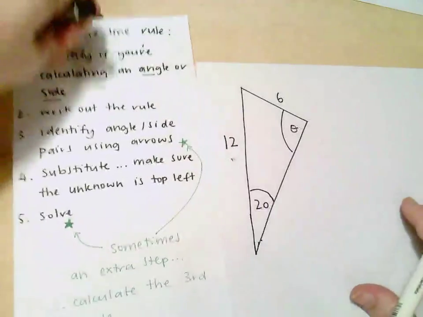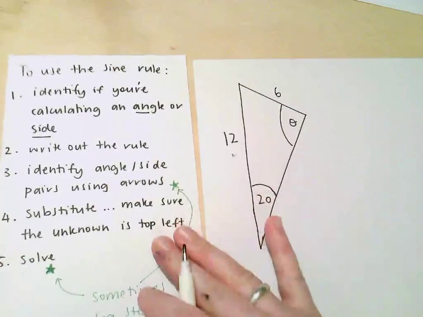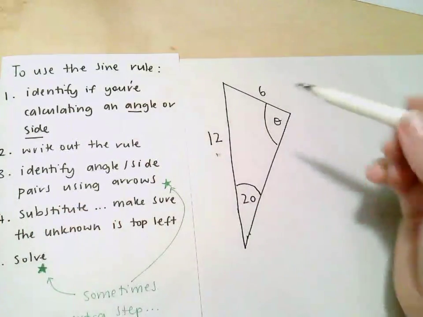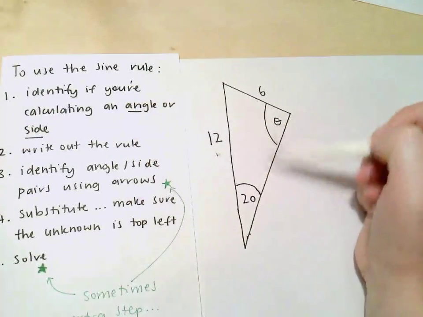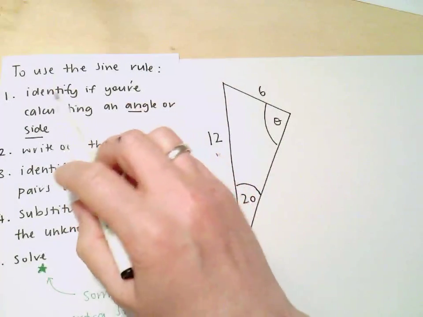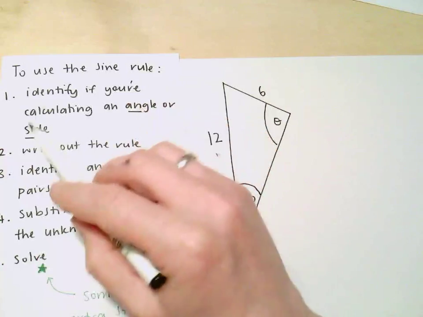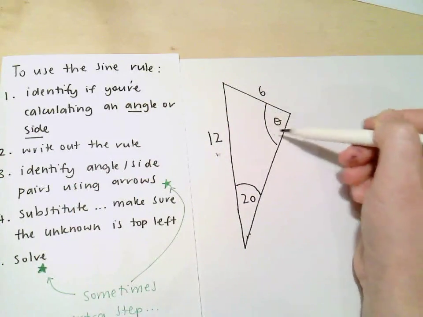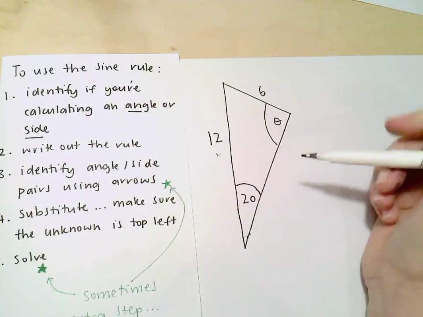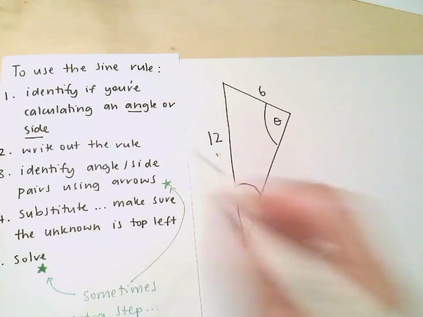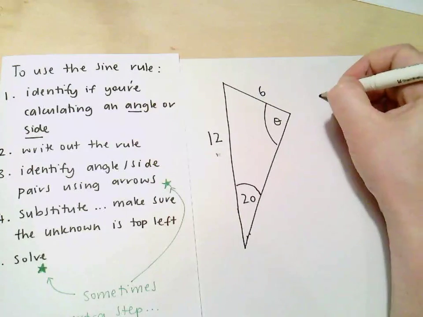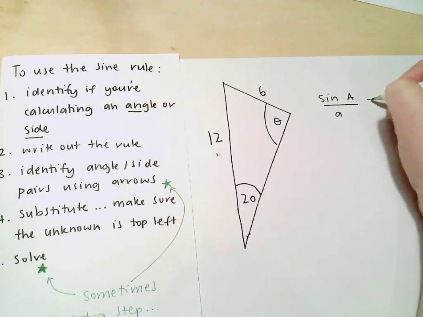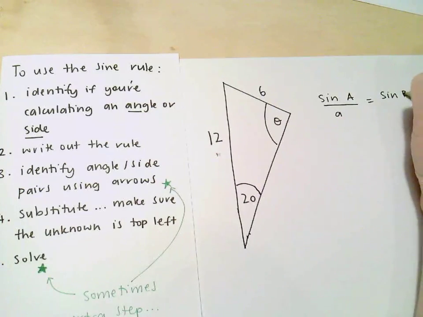Here's my second example. So I'm going to go through the same process. First of all, I've already identified I need to use the sine rule because I've got 2 sides and 2 angles. Now I've got to identify if I'm calculating an angle or a side. Here's what I'm calculating. This is an angle. So I'm trying to calculate theta, an angle. So when I write out the rule, I'm going to write it out with sine A on the top this time because I'm trying to calculate an angle.